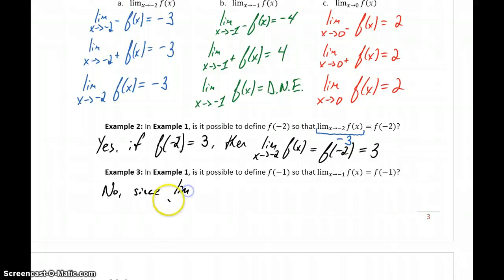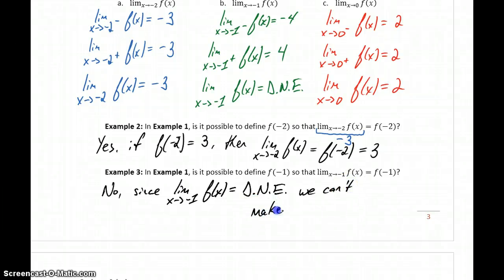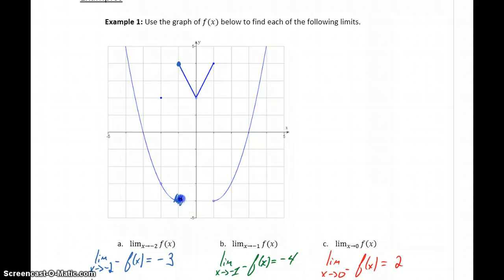Since the limit as x approaches -1 of f of x does not exist, we can't make this happen. So essentially what we're saying is, no matter what we defined f of -1 to be, keeping it where it originally was or moving it to this new value, the limit still doesn't exist because we're approaching different values from the left-hand side and right-hand side.